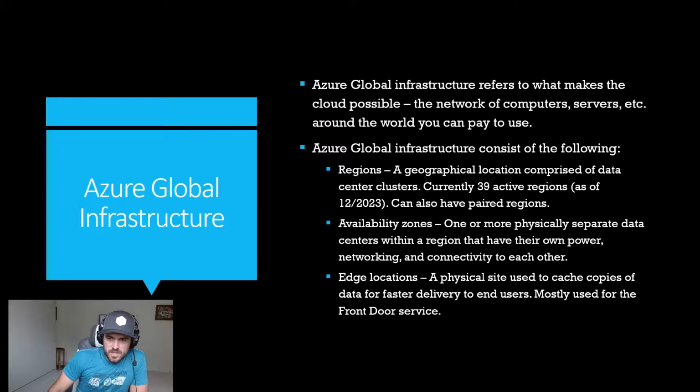The Azure Global Infrastructure consists of the following three components. Okay, you've got regions, which is the largest slice of everything, and that's a geographical location that's comprised of data center clusters. Azure currently has 39 active regions as of December of 2023. And you could also have paired regions that act as fail safes with each other, right? So, for example, you could have US East region, you could have US West region, you could have Europe West, you could have Asia Pacific. There's all sorts of regions all over the world, right? You can go take a look at Microsoft's documentation if you really want to know all the regions, but there's a ton.